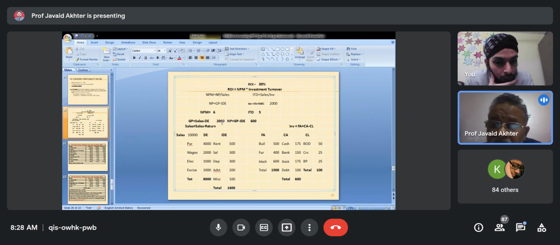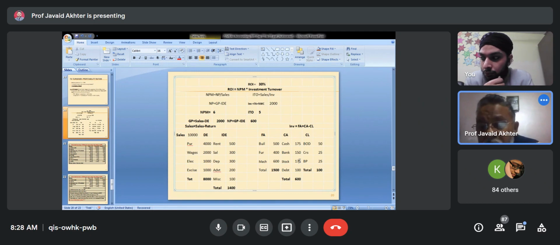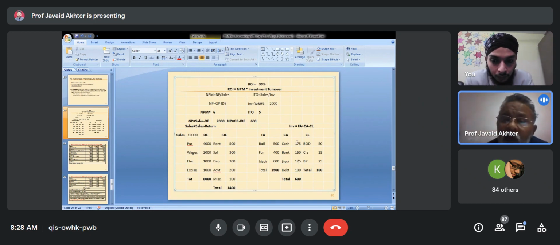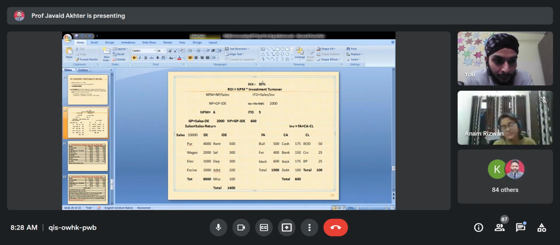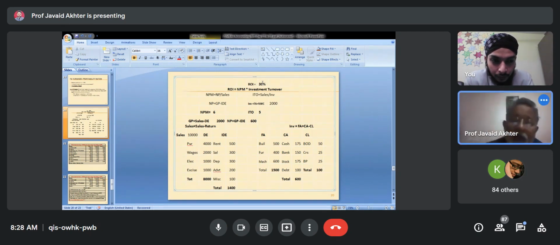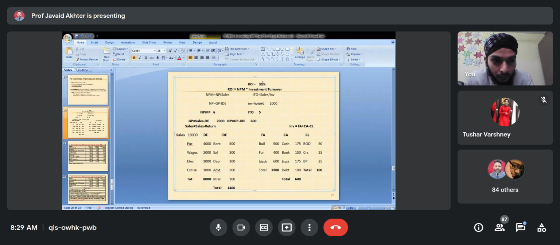So in case you make any change in any of these 20 figures, stock from 175, make it 174 or 176, other values remaining unchanged, it will definitely change this figure. Either it will become more than 30% or it will become less than 30%. You agree to this one? Yes, sir. Okay.